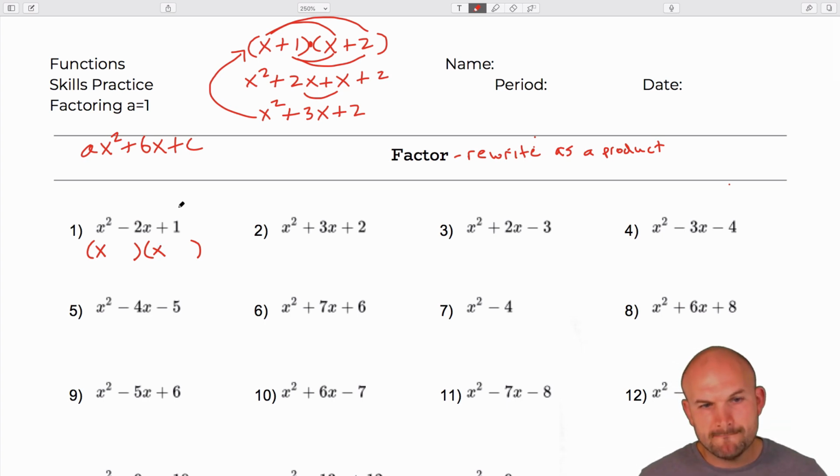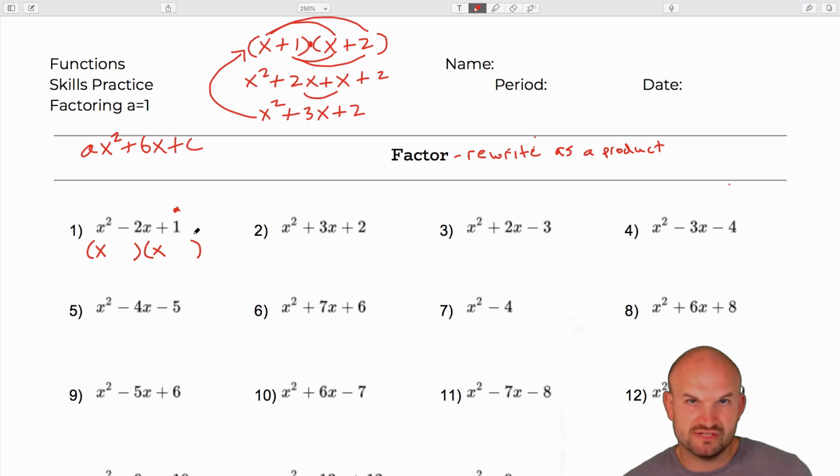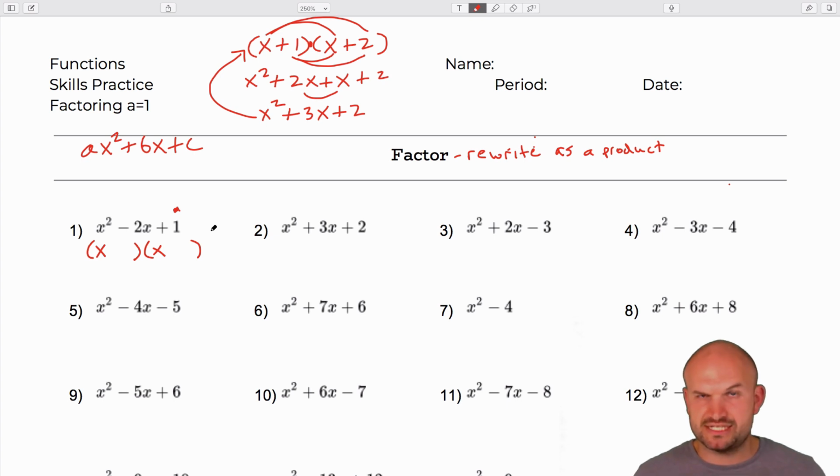What two numbers multiply to give you our last term, 1 times 2? What two numbers multiply to give us 2, but then combine to give us that middle term? So you can think of the factors of 1 as positive 1 and positive 1. Well, 1 plus 1 gives us positive 2. And we notice that our middle term is a negative 2.